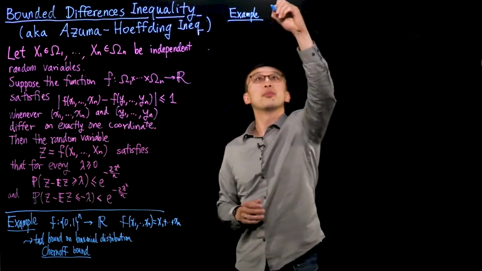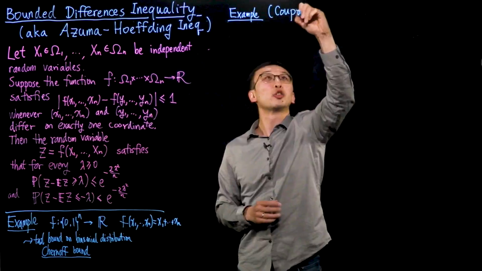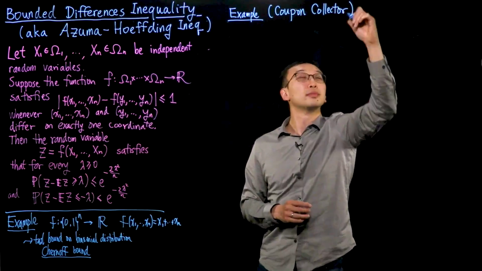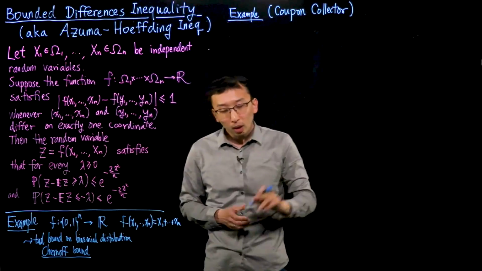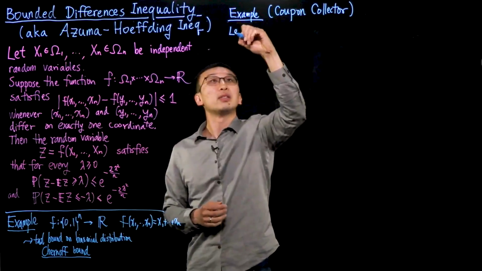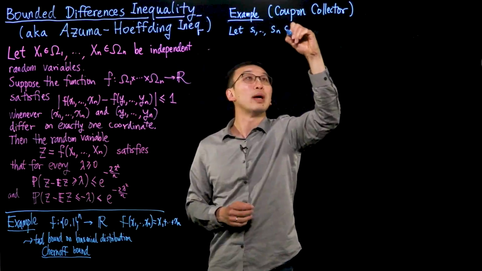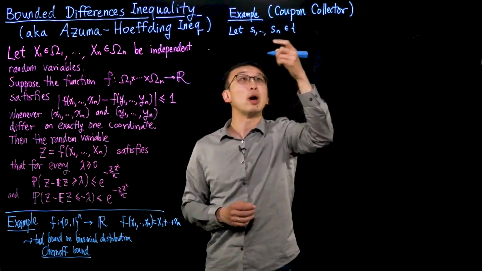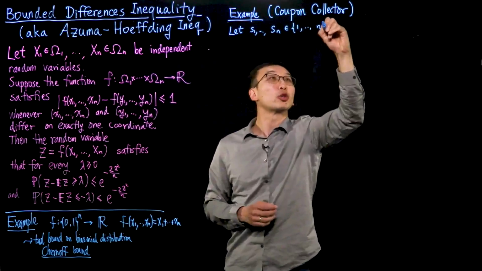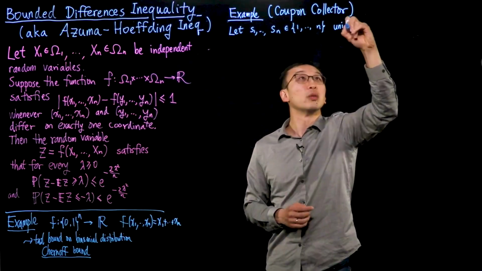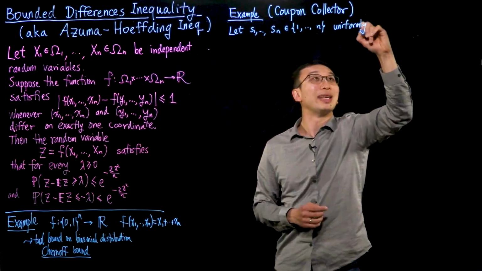The next example concerns a problem called the coupon collector problem. The setup is that we have independent random numbers, S1 through Sn, and they're each chosen uniformly from the numbers 1 through n. So these numbers are uniformly and independently chosen.